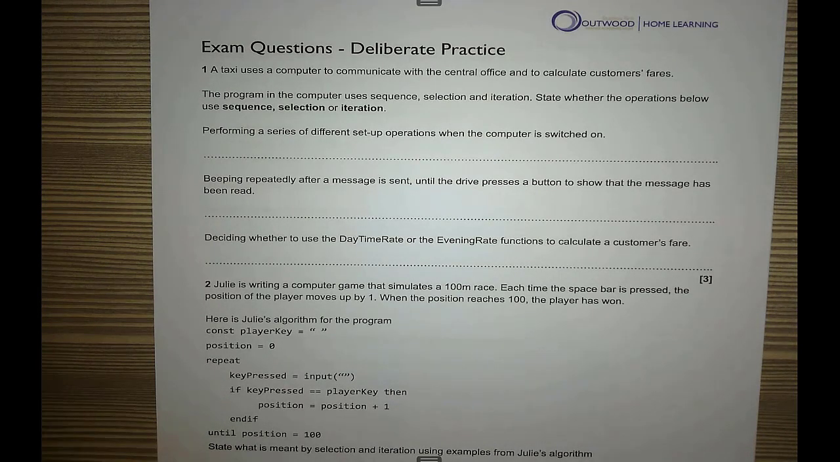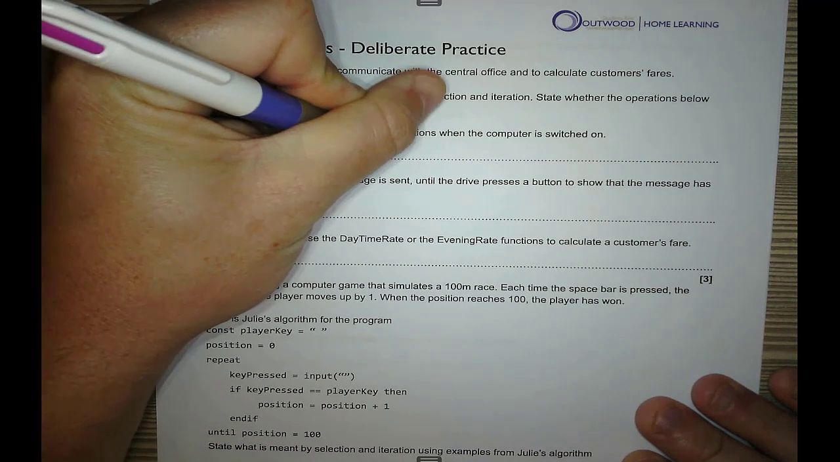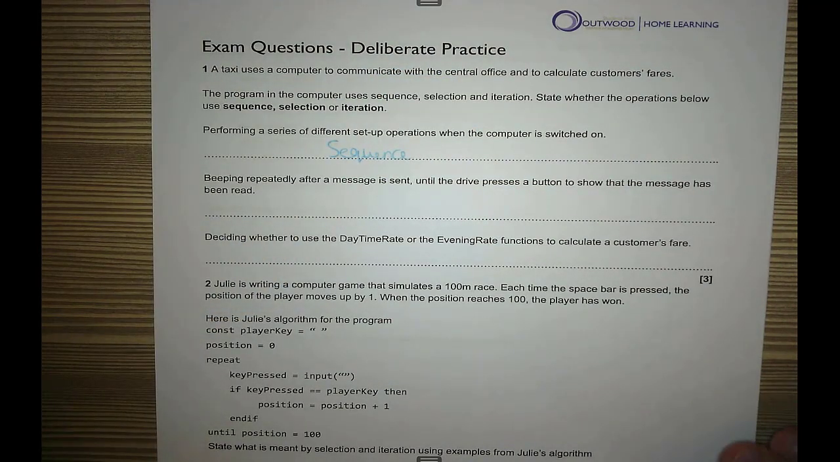Okay, so here we've got a taxi uses a computer to communicate with the central office and to calculate customer fares. The program in the computer uses sequence, selection and iteration. State whether the options below use sequence, selection or iteration. So we need to pick one of those from each. So the first one is performing a series of different setup operations when the computer is switched on. So if it's performing setup operations, it's doing it in order, therefore it's going to be sequence that it uses. It's doing something in sequence.